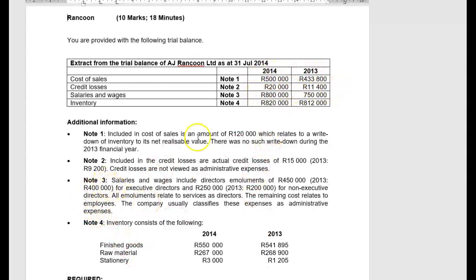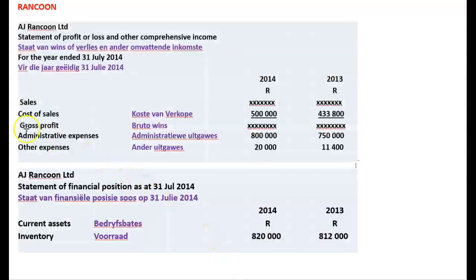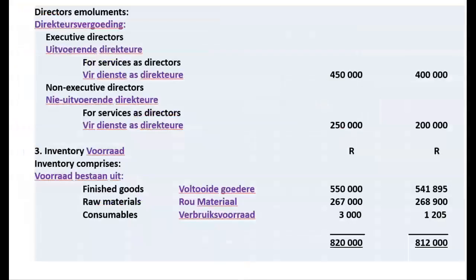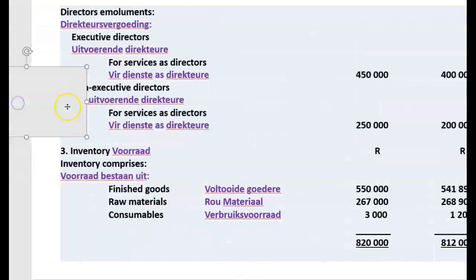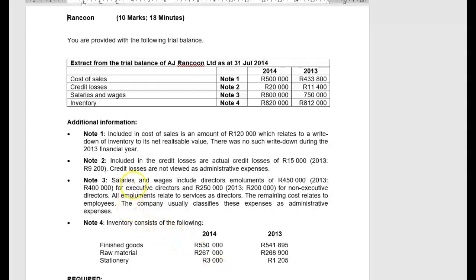Note 3. Oh, yes, and then in our profit before tax note, we have to declare actual credit losses written off as well. So here, under expenses, next one, credit losses written off, the actual amount, 15,000 and 9,200, not the value of the expense account, but the actual credit losses written off. Good, then salaries and wages. Note number 3, the 800,000 and the 750,000.